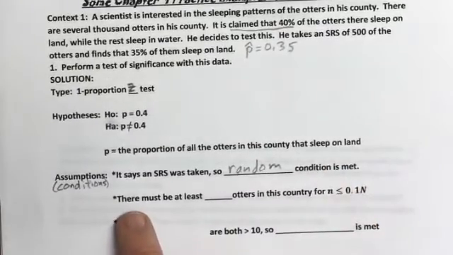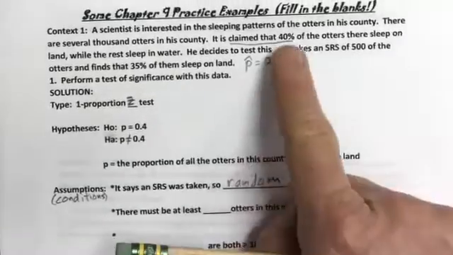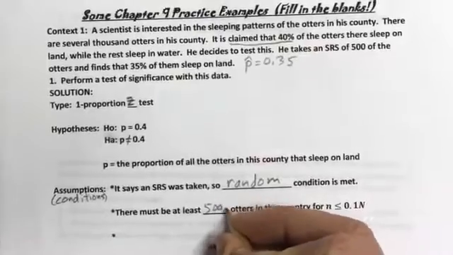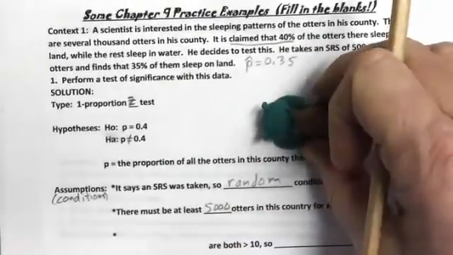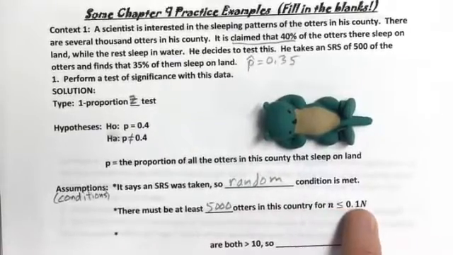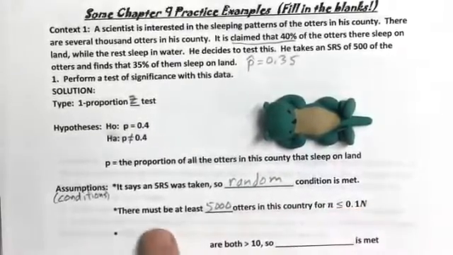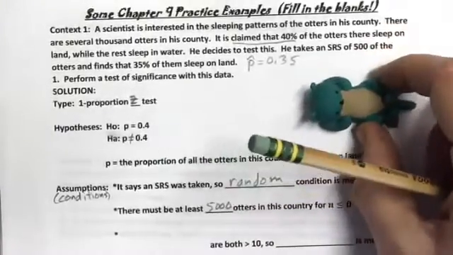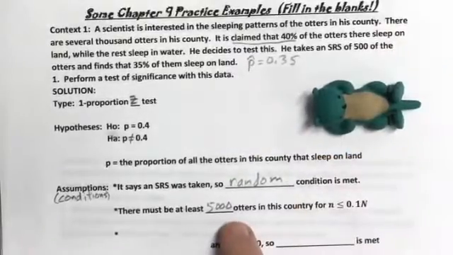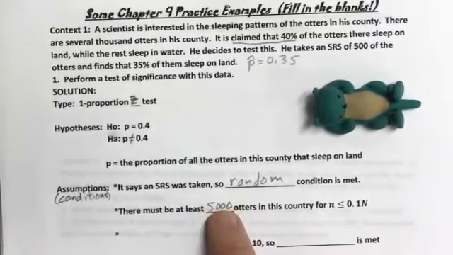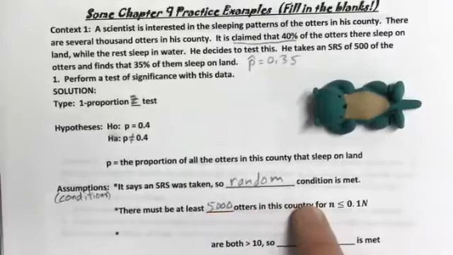All right. Then we have independence. So there must be at least 5,000. You take your sample size, multiply it by 10. So there must be 5,000 otters in this county for our sample size to be less than or equal to 10% of our population size. So that guarantees independence. We have to do this because we have sampling without replacement. We are not replacing these otters when we take them out of the population. So we're changing the population a little bit, but we're not changing it significantly as long as the population is big enough. And so this ensures us that the formula for the standard error will work.